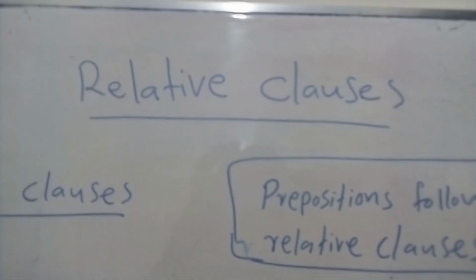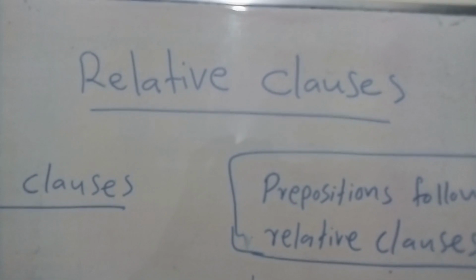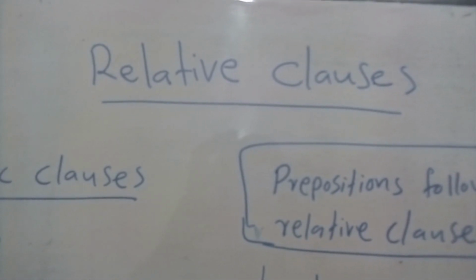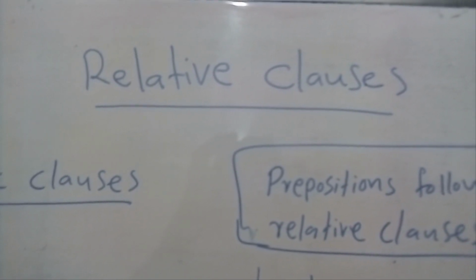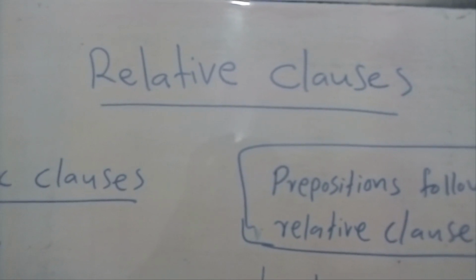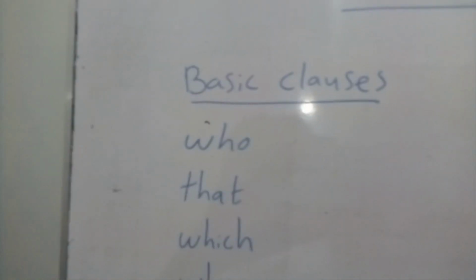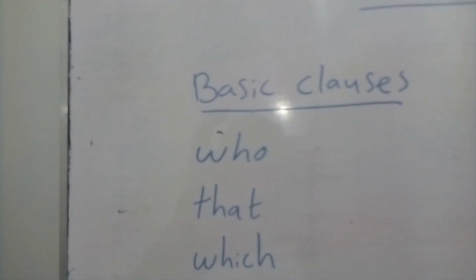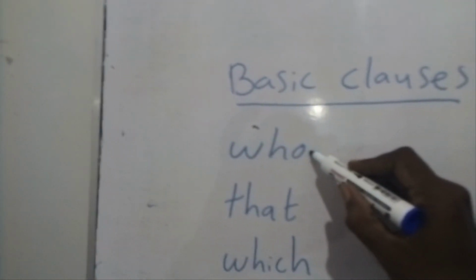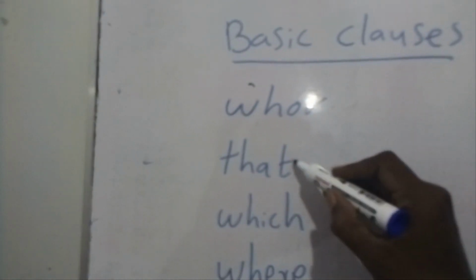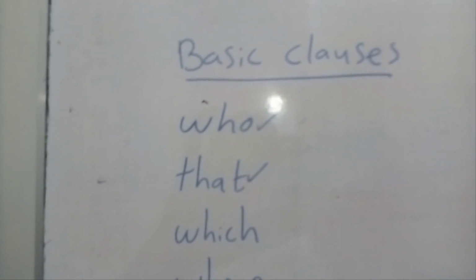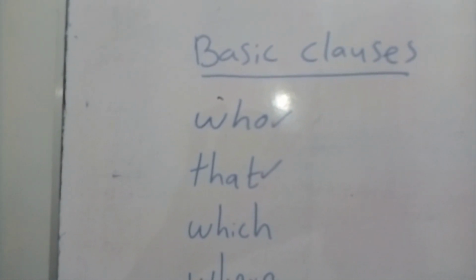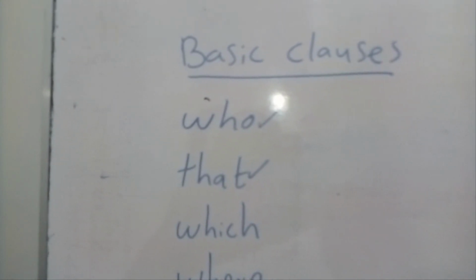Relative clauses. This is a very important grammar lesson because this is one of the ways we can expand a sentence. There are two types of relative clauses as I have categorized. One is basic clauses. Basic clauses consist of who, that. Actually, I will explain where we can apply the relative clauses. It is a vital factor in essay writing as well as speaking.